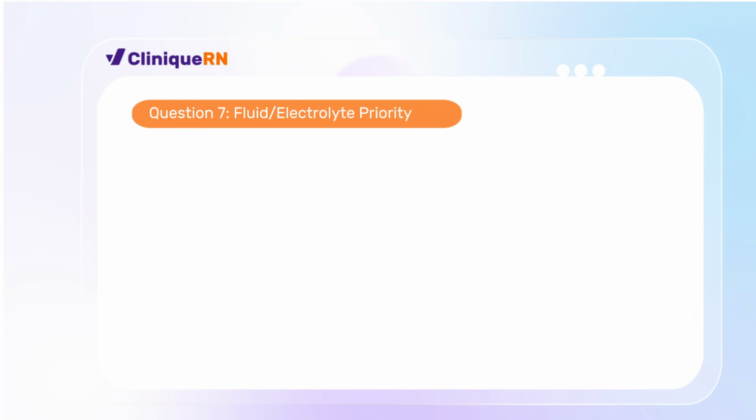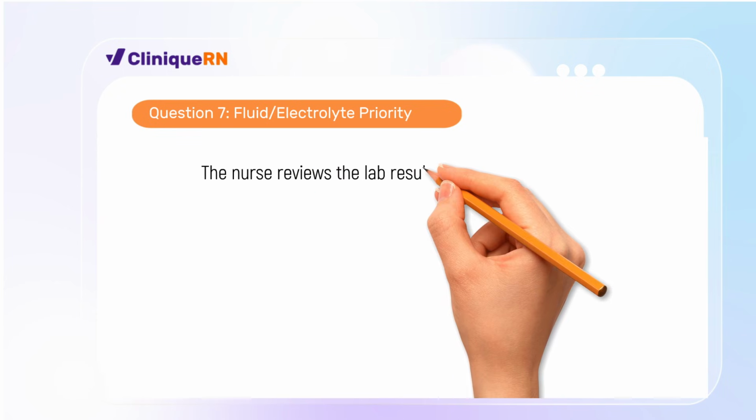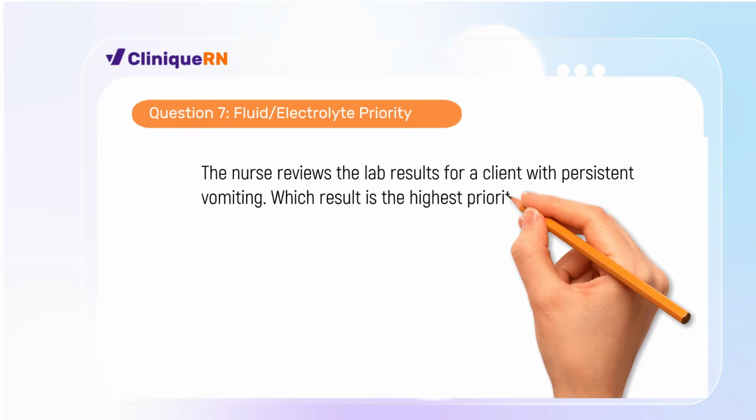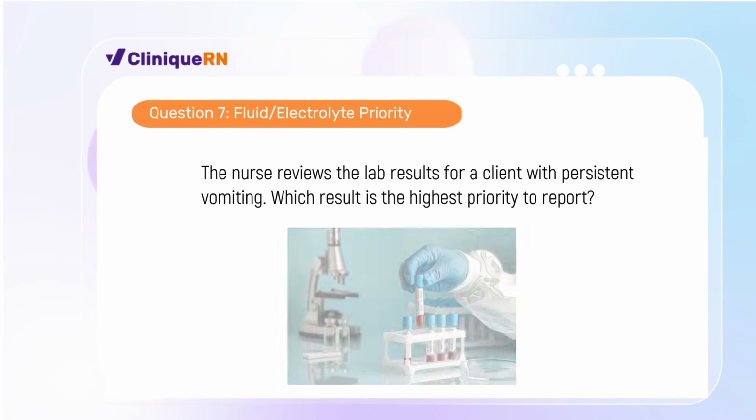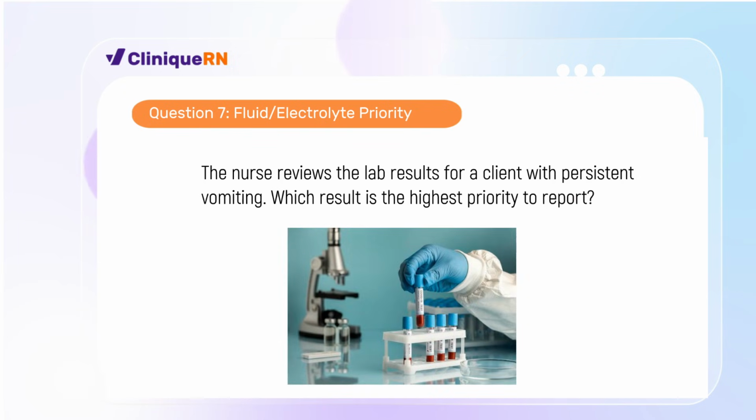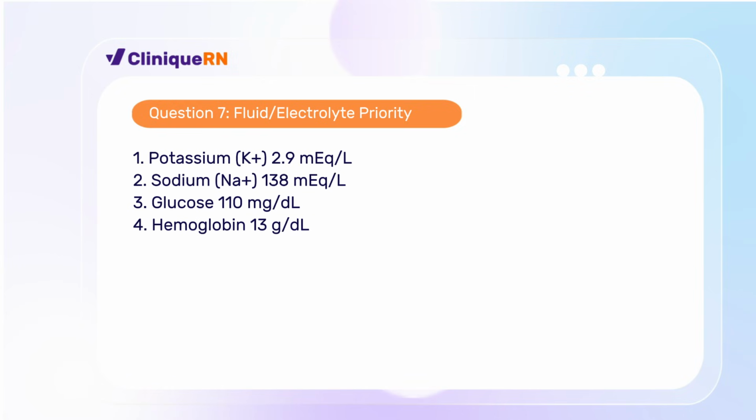Question 7. Fluid or electrolyte priority. The nurse reviews the lab results for a client with persistent vomiting. Which result is the highest priority to report? 1. Potassium, K+, 2.9 milliequivalent/L. 2. Sodium, Na+, 138 milliequivalent/L. 3. Glucose, 110 milligrams per deciliter. 4. Hemoglobin, 13 g/dL.